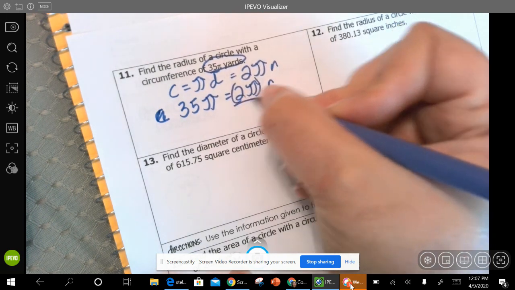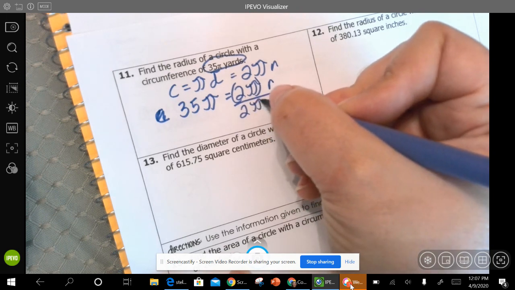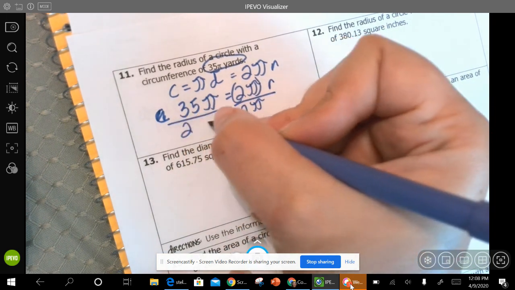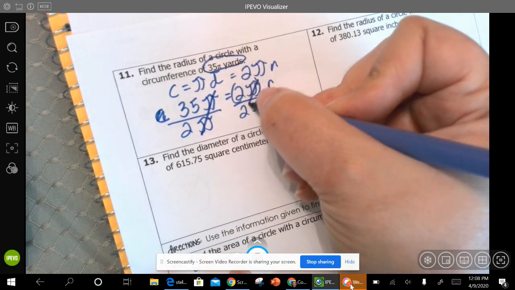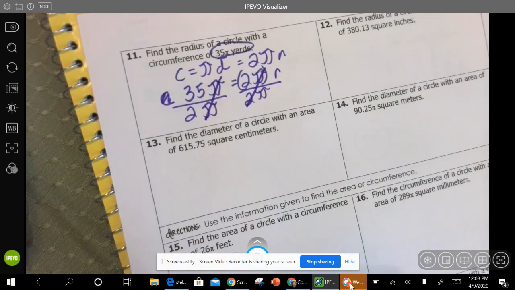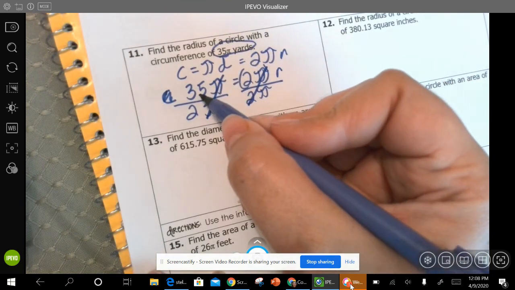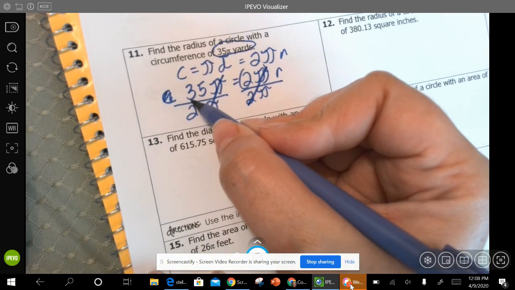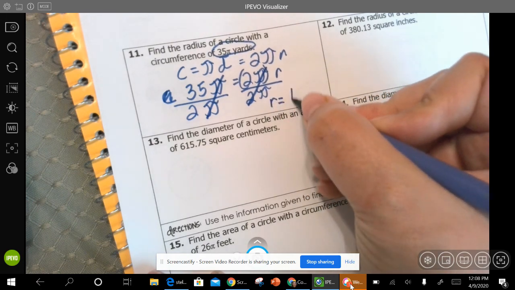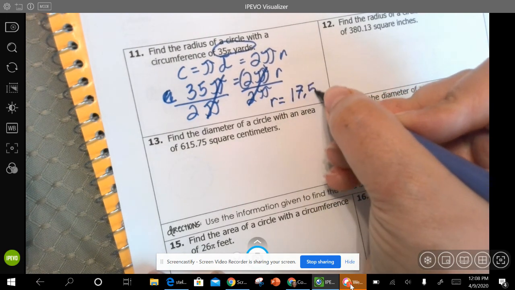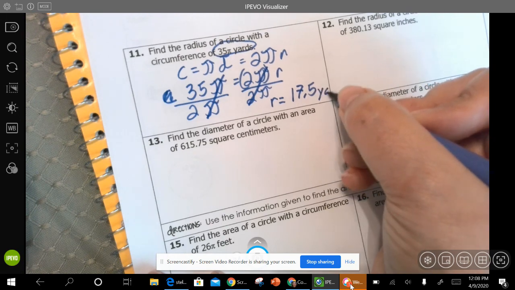I'm going to divide each side by 2 times pi. Remember, pi is irrational because it has no end. It's a number that never ends. Okay, so we divide it. So half of 35, think of half of $35, is 17.5, or 17 and 50 cents, yards.